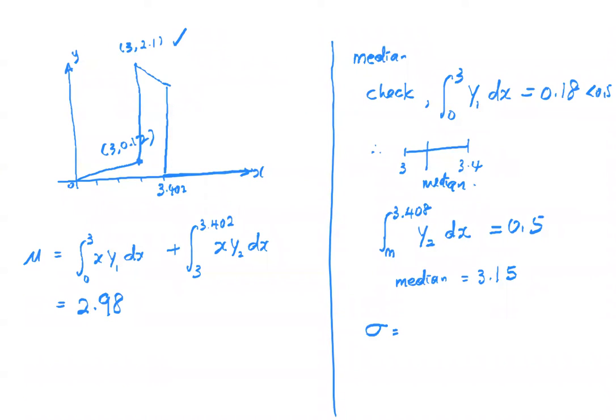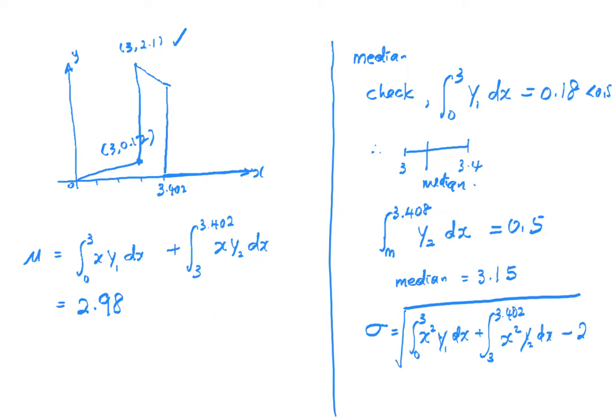Yeah, so you have to key into your calculator like that: integral from 0 to 3 of x squared y1 dx plus the integral from 3 to 3.402 of x squared y2 dx, minus the mean square. Then put it into the calculator and get the answer.